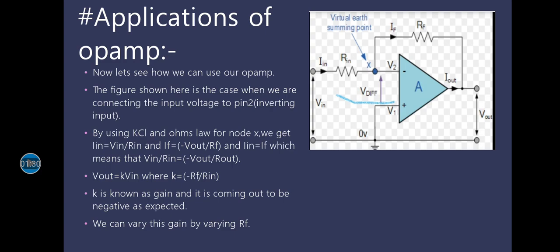And as we can see in this figure, we have this node X, and after applying KCL and Ohm's law at this node X, we get V out equals to minus RF by R in times of V in, which means that V out is inverted first of all, and it is amplified by a factor of RF by R in. And we can also change this gain. Gain is basically minus RF by R in. We can change this by varying RF.